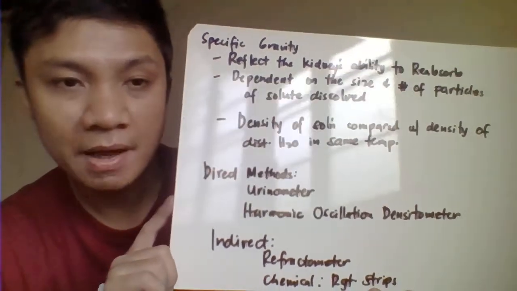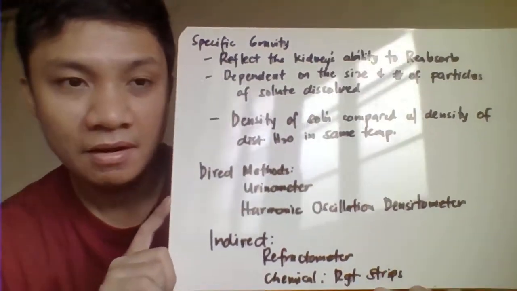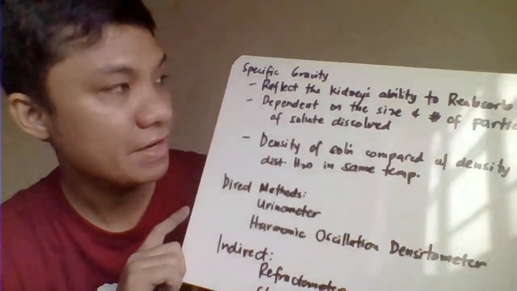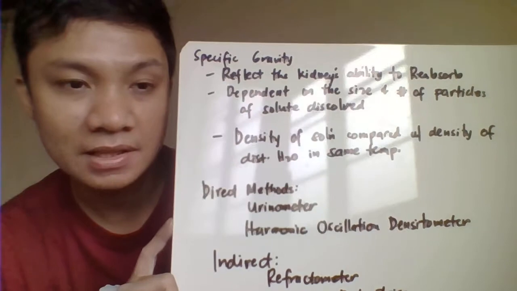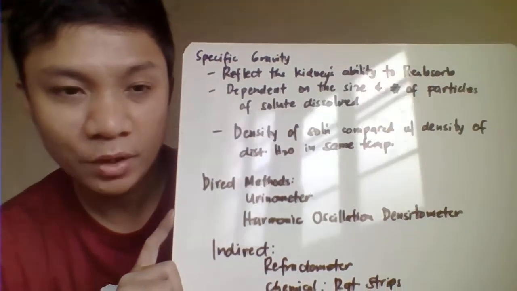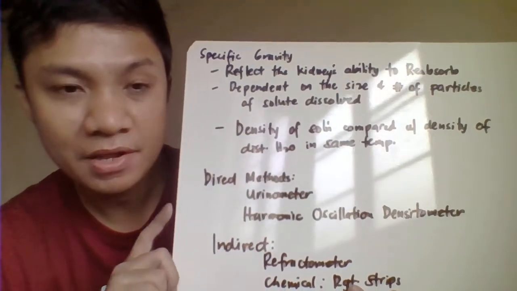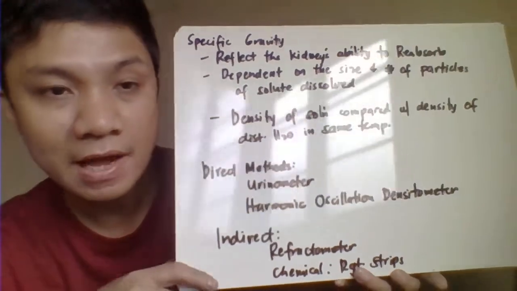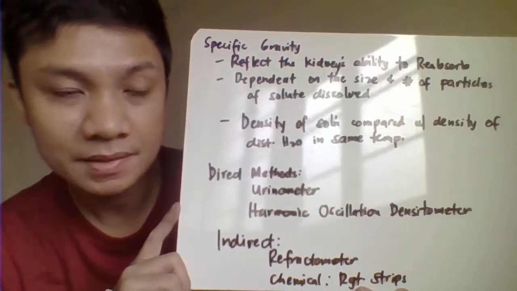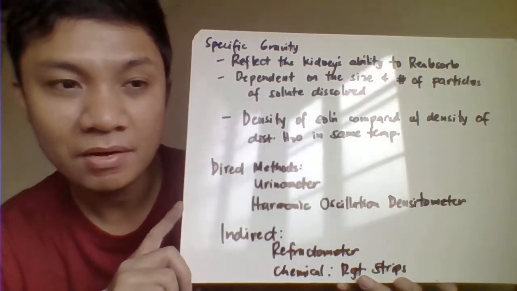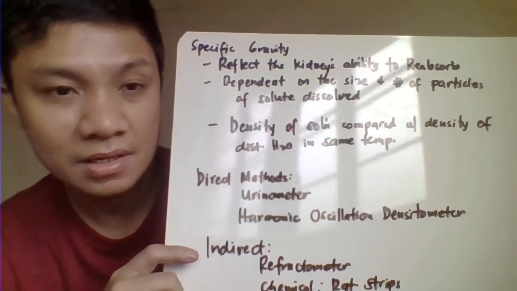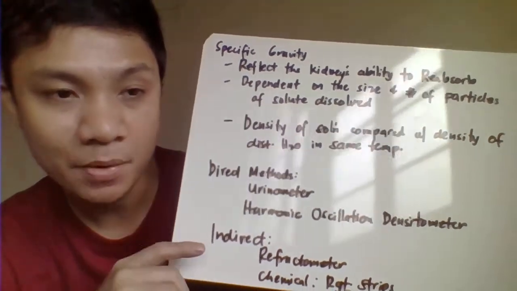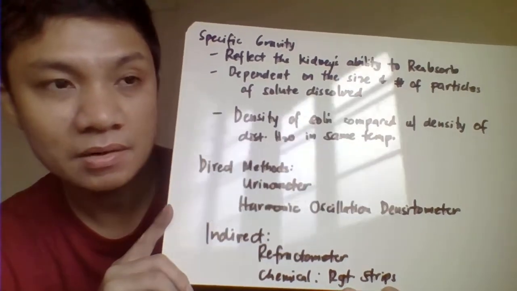Okay, the next parameter here for your physical examination will be the specific gravity. So specific gravity is actually measured in terms of the density. This one would be a measurement of our kidney's ability to reabsorb essential substances. So the amount of the substance dissolved in your urine, as with the specific gravity reading here, is highly dependent on the number and the size of the particles dissolved.